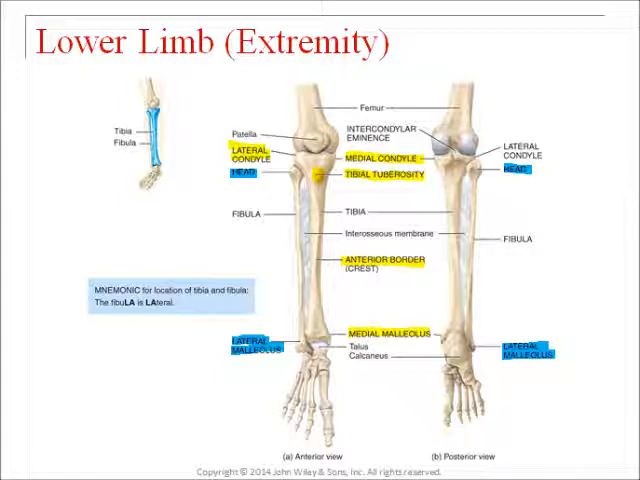At the proximal or superior end of the tibia, we have a medial and lateral condyle. Just in between and inferior to these two condyles on the anterior side, we have the tibial tuberosity, which is a large bump that you can actually feel as an external landmark below the patella. The tibia also has an anterior border, or sometimes called anterior crest.